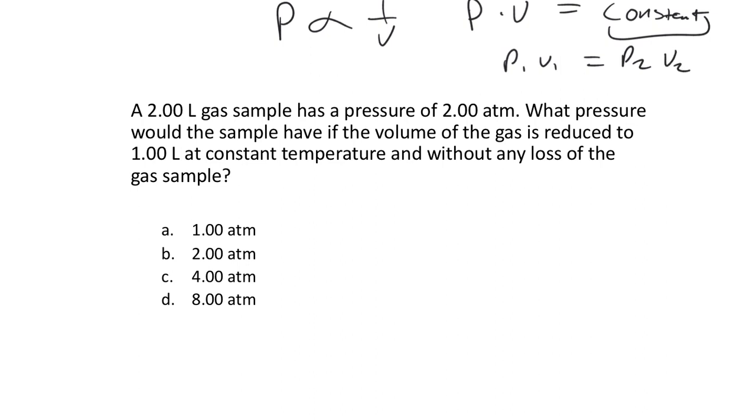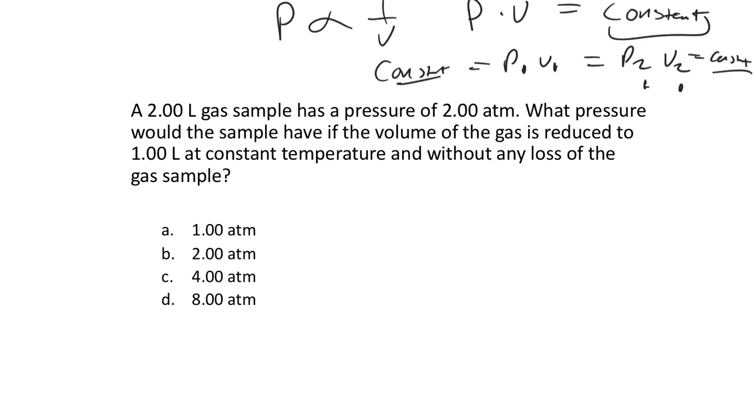Now, how do we know this to be true? Well, it's saying that if you have some initial pressure and volume set of conditions and then some final pressure and volume conditions, they're both equal to the same constant. So if they're both equal to the same constant, they're therefore equal to each other.